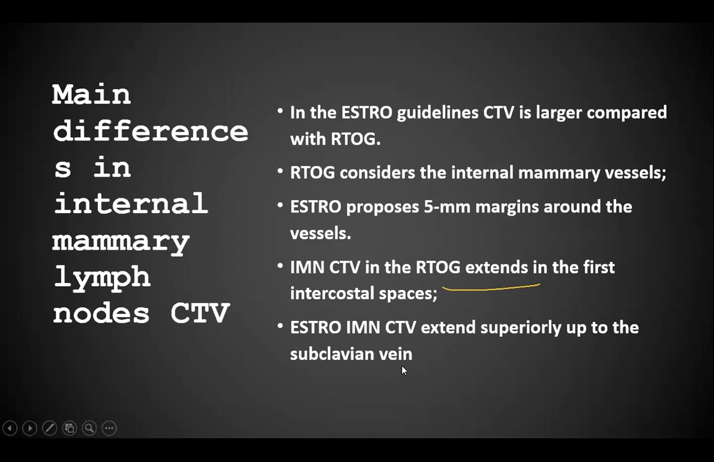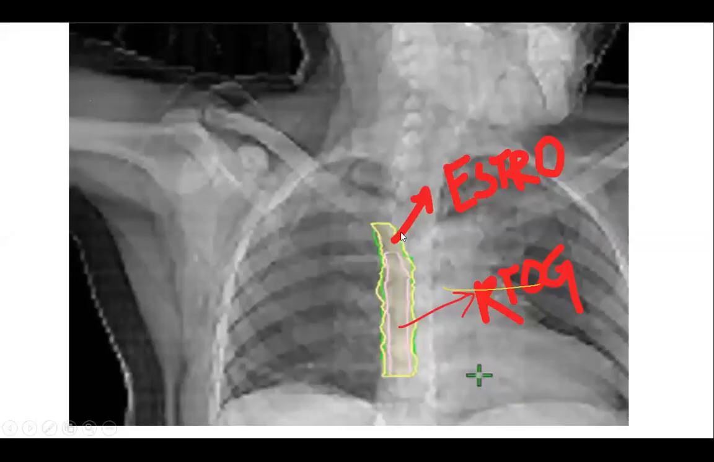That means we need to connect it with the supraclavicular lymph node station. So for this connection, we are including till the subclavian vein. Here we can see in RTOG we are including till this level, till the subclavian vein, whereas we are ending up over here. Again, in the mediolateral direction also, we can observe that RTOG is a little bit smaller compared to the ESTRO guidelines. Again, this will become very important when we discuss in the subsequent class tomorrow.